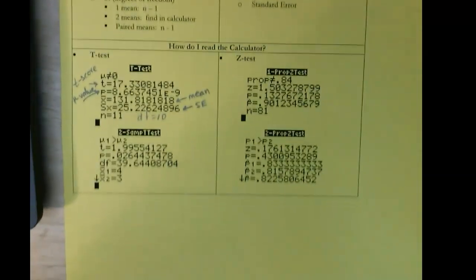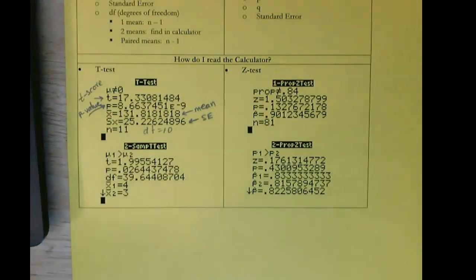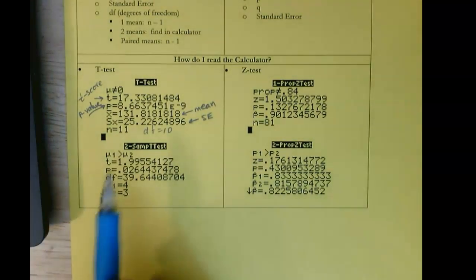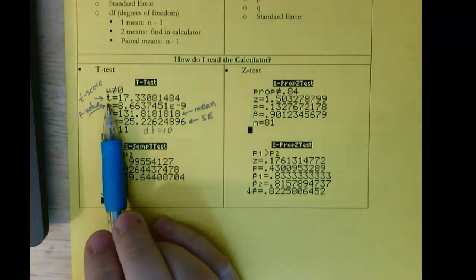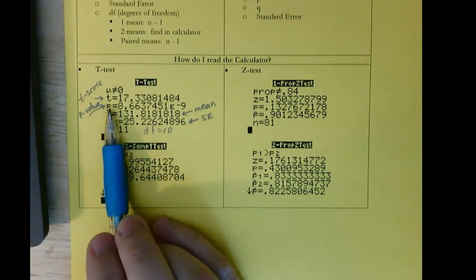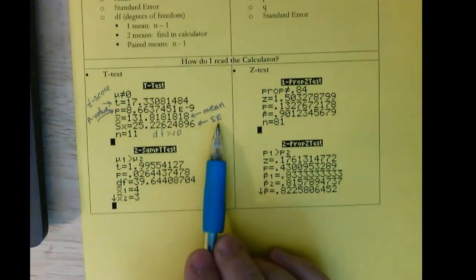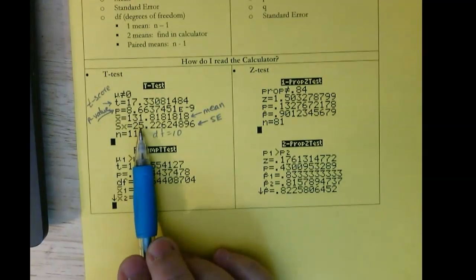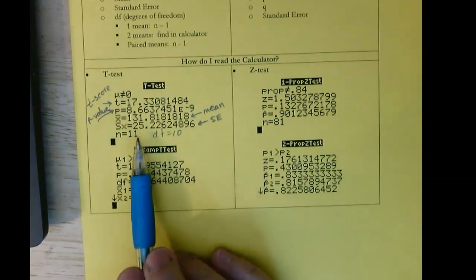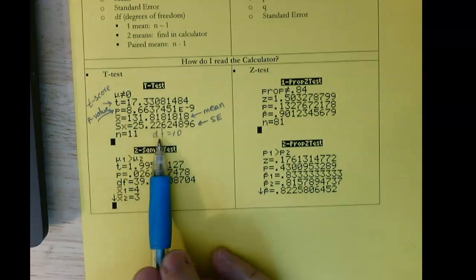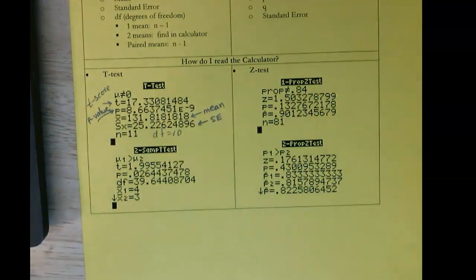So what we have here is what different lists are going to look like. We have this t, that's the t-score. The p is the p-value. This one right here is the mean. And then Sx, that's the standard error. And then that tells me my sample size is 11, so my degrees of freedom is 10.